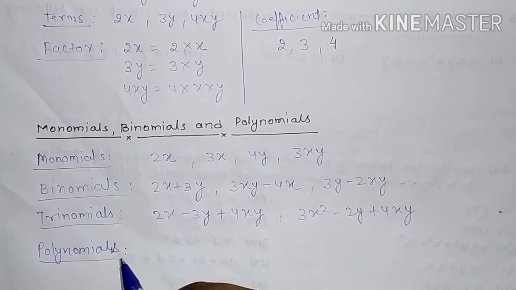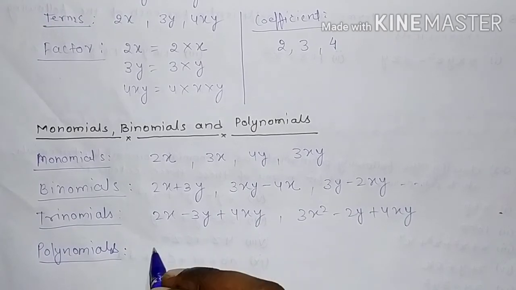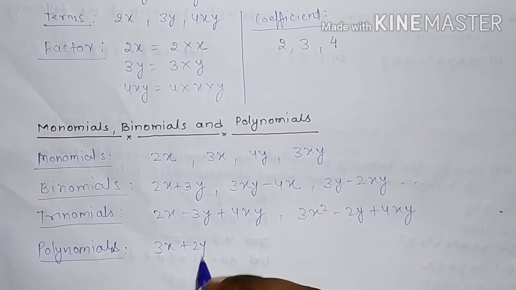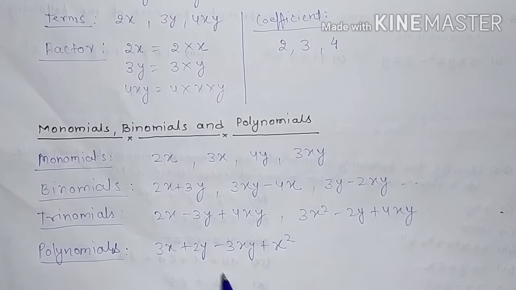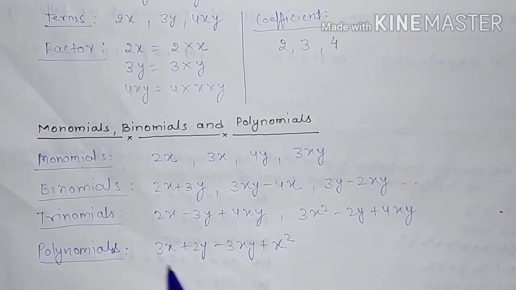Polynomials are those algebraic expressions having more than three terms, like 3x plus 2y minus 3xy plus x square. So how many terms are there in this algebraic expression? 1, 2, 3 and 4. So 3x is the first term, 2y is the second term, minus 3xy is the third term, and x square is the fourth term. So this is a polynomial because it has four terms, and those expressions which have more than three terms are known as polynomials.